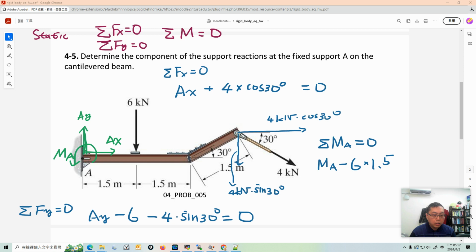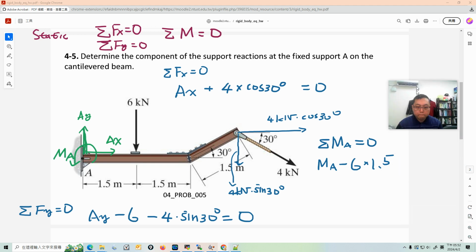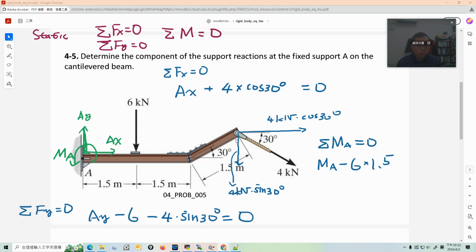We have to be careful with the moment calculation. Of course, the vertical force will also create a moment with respect to A. We draw an extension line here, because this is the vertical force, and you see the lever arm is here.